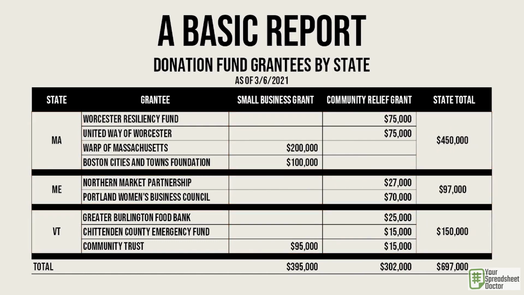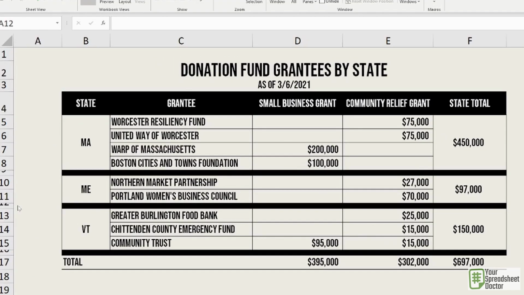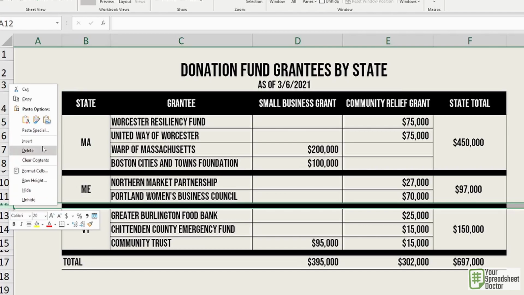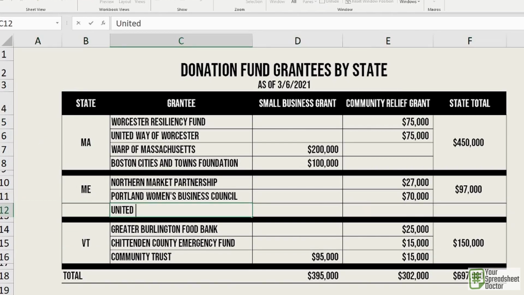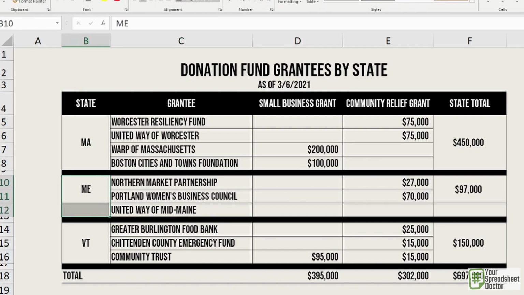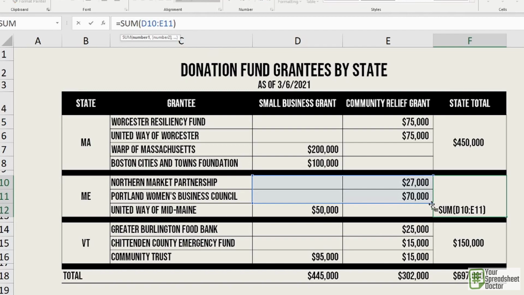In general, the problem with reports is that unless you have some automated method for updating them, they can be a pain to make changes to. So for instance, if we wanted to add another donor from Maine, then we'd have to insert a row, type in our data, and then remerge the state cell and the state total cell, and then update the merged state total cell to include the new row. Now this isn't a big deal for one grantee, but when you've got hundreds or even thousands of lines, this can be way more time intensive.